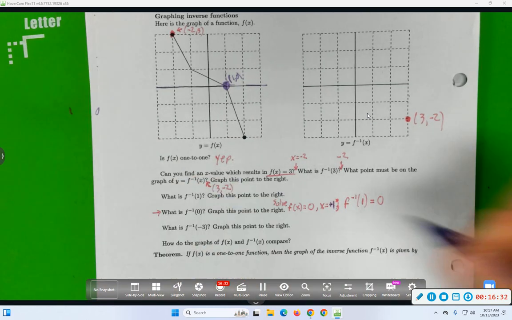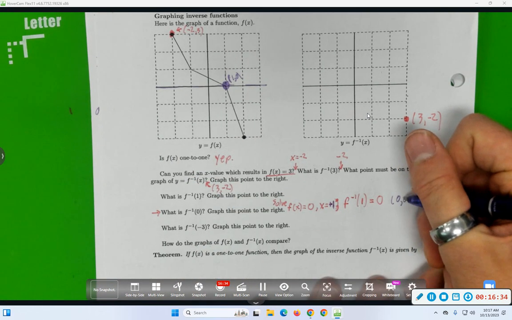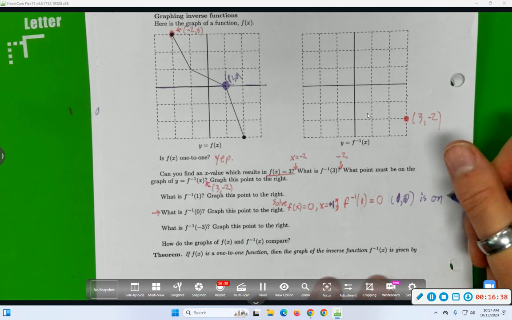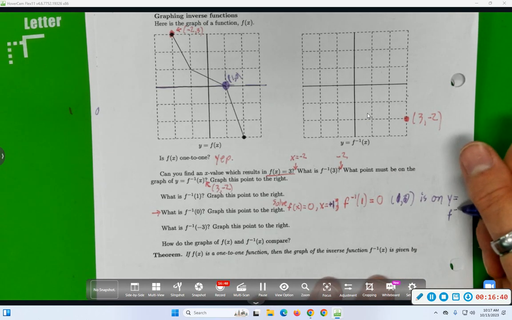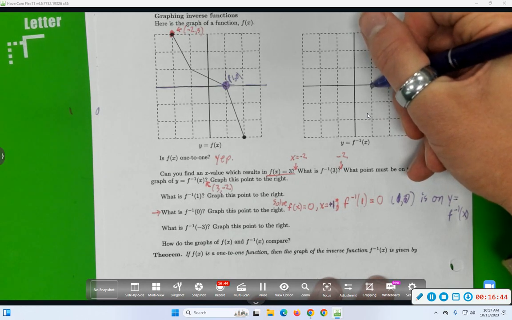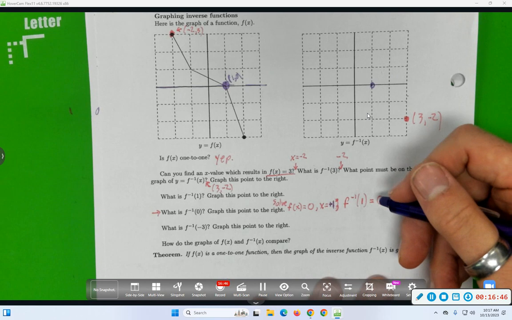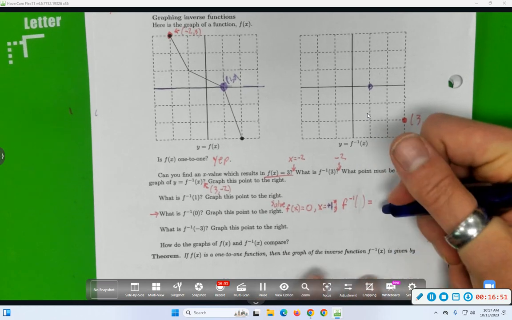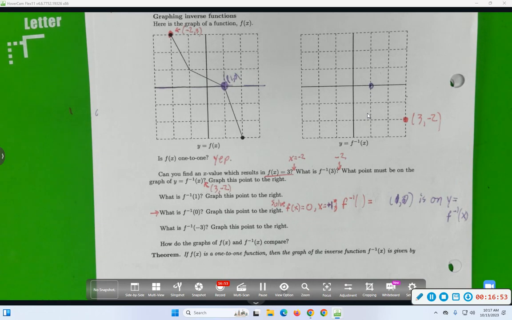I know that (1, 0) is on the graph of y equals f inverse of x. Let's draw that. This dripping is really getting to me. Okay, let's try that again.